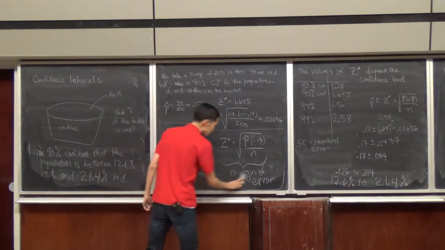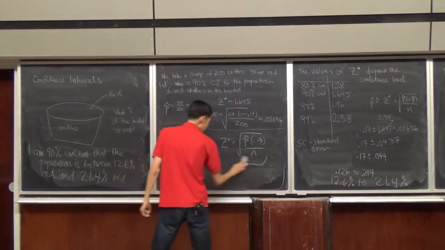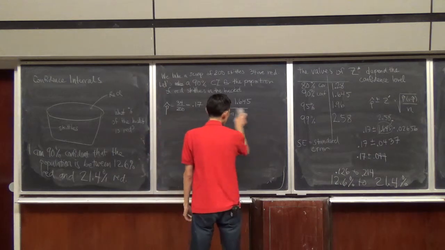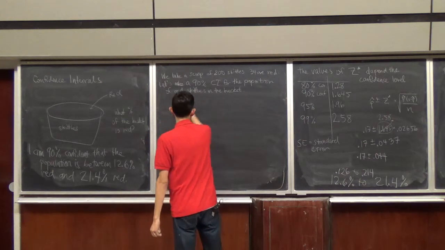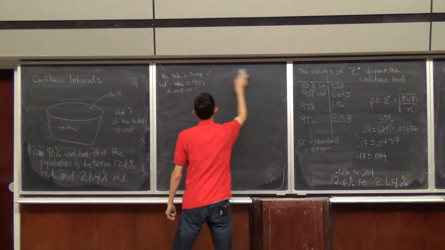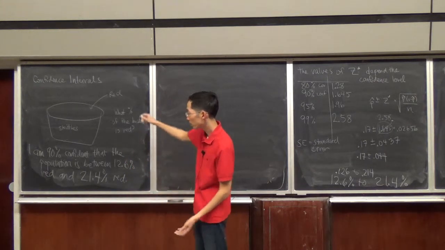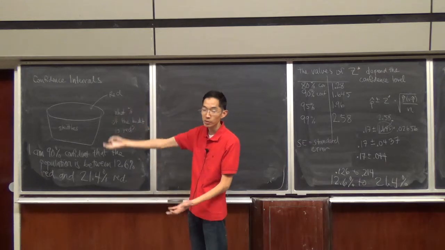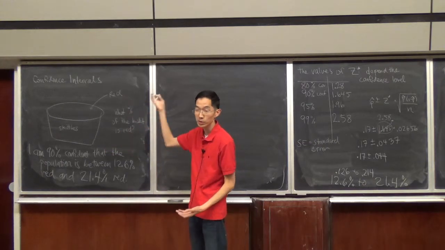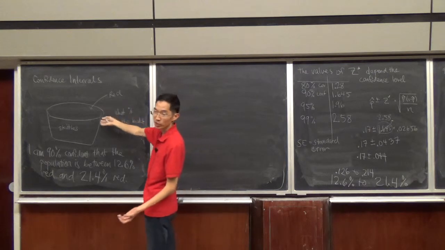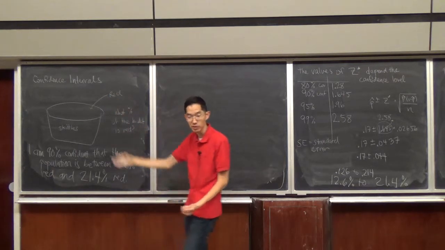Okay. I want to talk about how we interpret the confidence interval, just to make sure we understand it well. The idea over here was we're taking a random sample of Skittles, and based on what we see in our sample, we're making a conclusion about the population of Skittles, or the bucket of Skittles.